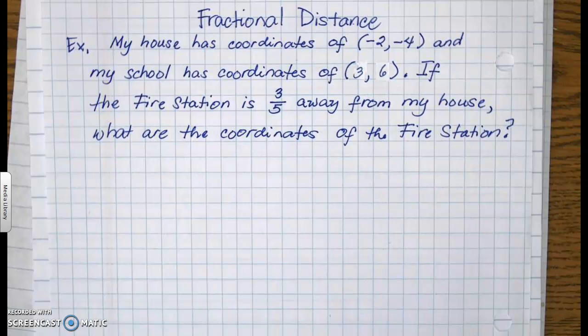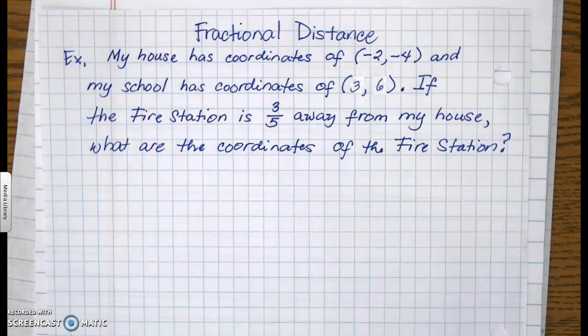Welcome back, everyone. Our topic for today is about fractional distance, and I'm going to give you an example on how to apply fractional distance. So, my first example is my house has coordinates of -2, -4, and my school has coordinates of 3, 6. If the fire station is 3/5 away from my house, what are the coordinates of the fire station?